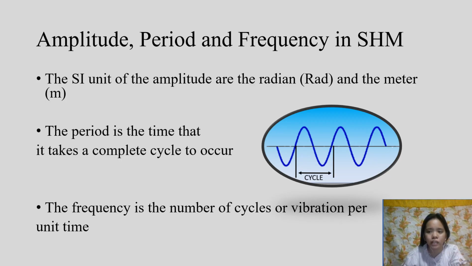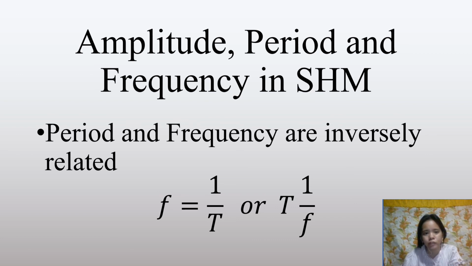The SI unit of period is second. One period is basically from the equilibrium going out and then coming back to the equilibrium again. The SI unit of frequency is hertz. Period and frequency are inversely related. So f is equal to 1 over T, or T is equal to 1 over f. Thus, anytime you have a value for period or frequency, you can calculate the other value.